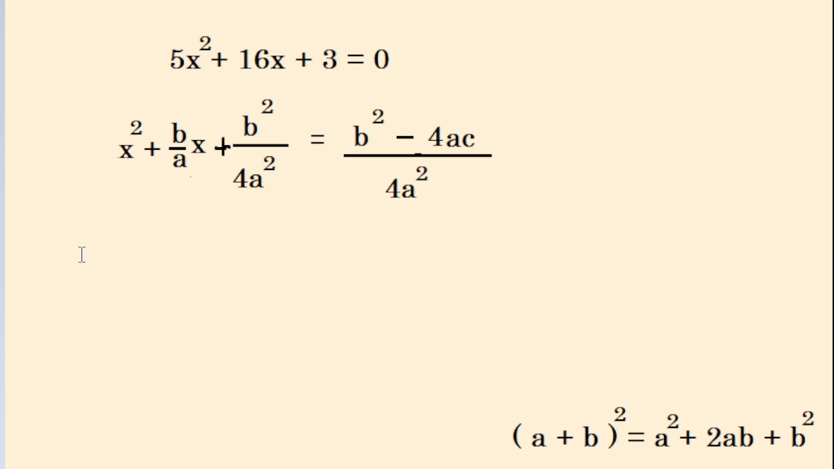So we write x plus b over 2a. Sorry about this weird look.